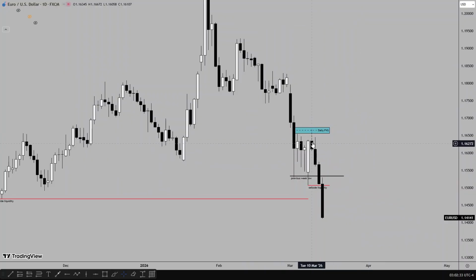So the SMT is there. On Euro USD, price retraced to the daily fair value gap, and on the dollar index, price did not retrace to the fair value gap. So there was an SMT between both currencies, and you can see the retracement trading lower to run the sell side liquidity.